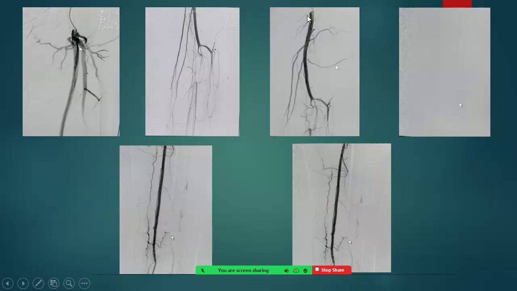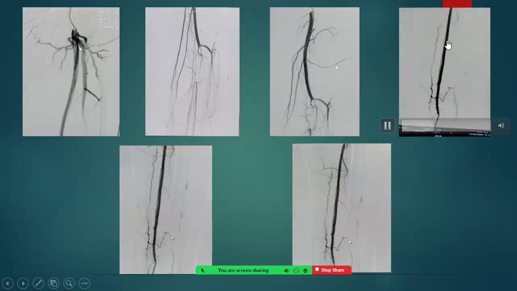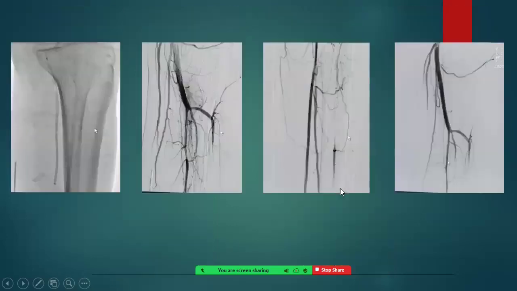But by antegrade approach, we are not able to cross this lesion. Then we take the retrograde puncture of the posterior tibial artery. From the posterior tibial artery, we are able to negotiate the wire into the popliteal artery and the distal SFA. We do the balloon angioplasty. After the balloon angioplasty, there is a relatively complete formation of this posterior tibial artery, it is patent, and there is filling of the peroneal artery also via collaterals. So a good result is there in the BTK disease.